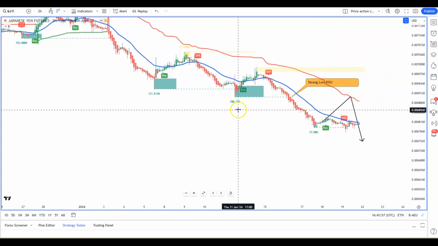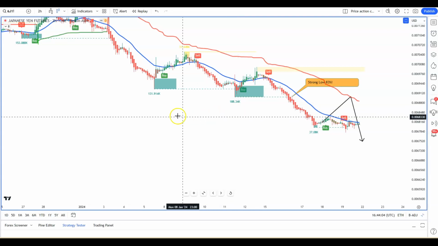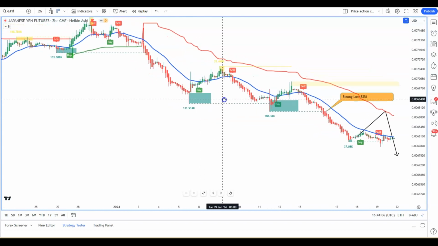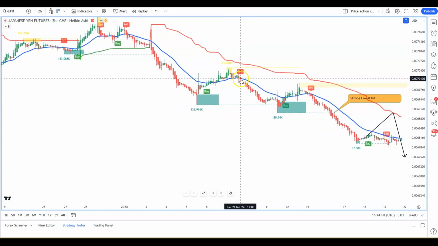and so on. So all you're doing, once you have the market structure, once you have a clear sense of direction, you're waiting for the price to pull up to liquidity, and you then sell it.